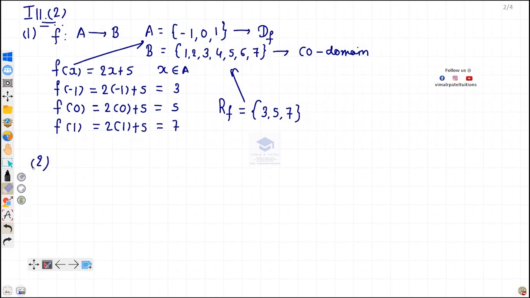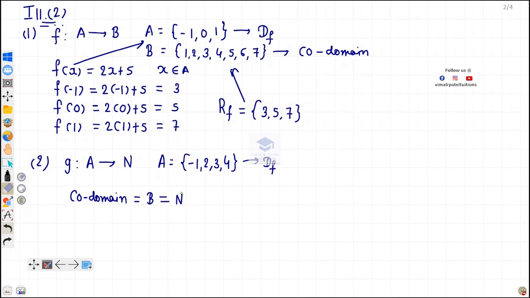Then second, G is a function from A to N. N means natural numbers, where A is minus 1, 2, 3, 4. So this is your domain. Codomain B, that is N, set of all natural numbers. g(x) is three x plus 5.